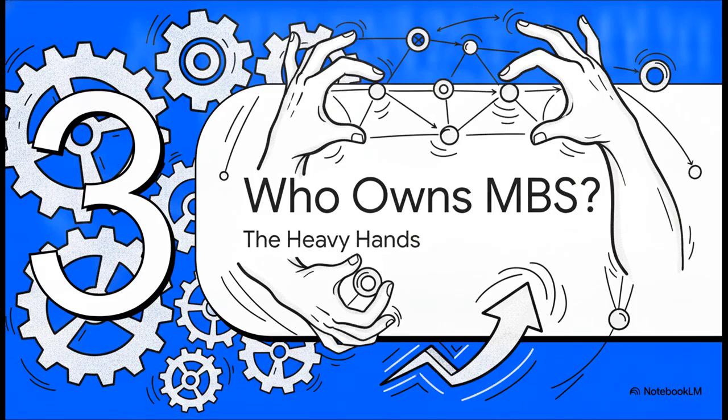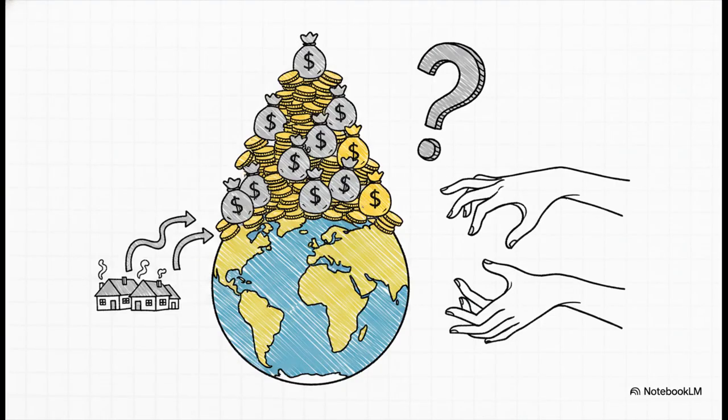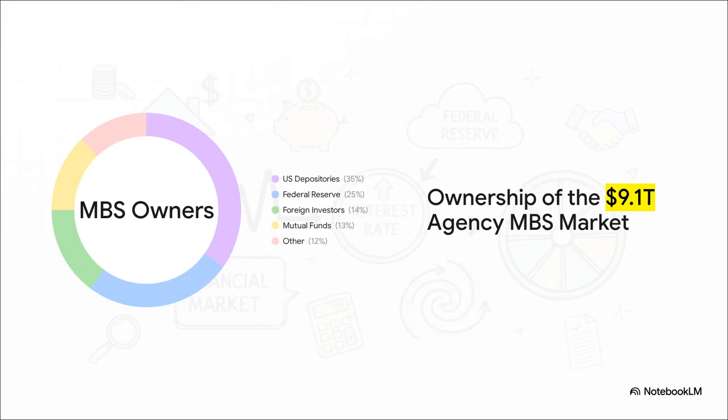Who owns mortgage-backed securities? The heavy hands. Just wrap your head around this number for a second. $9.1 trillion. Trillion with a T. As of the third quarter of 2024, that is the staggering scale of the agency mortgage-backed securities market. It is literally one of the largest, most critical fixed-income markets on the entire planet. But it begs the question, who actually holds all this debt? When we break that $9.1 trillion down, it's pretty wild.